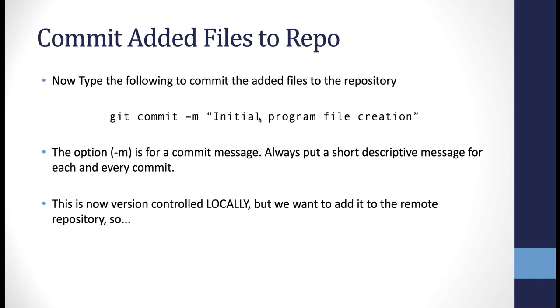Things like that, small little things, so that you know what this commit was about, so that if you ever wanted to go back later to recover something, you knew what was being done at that particular commit point. Once we've done this commit, then we would have our version controlled locally on our local system.